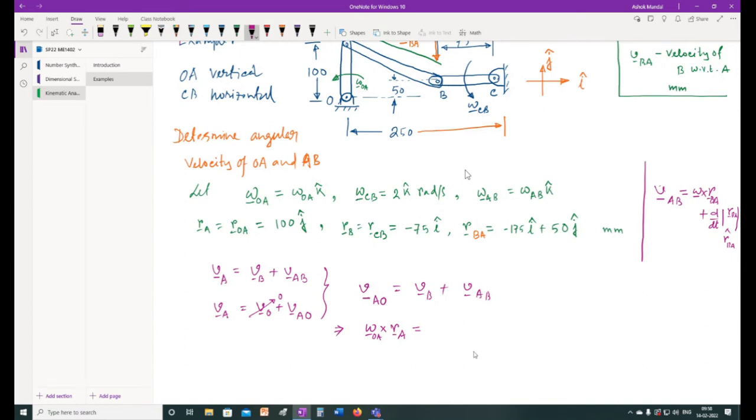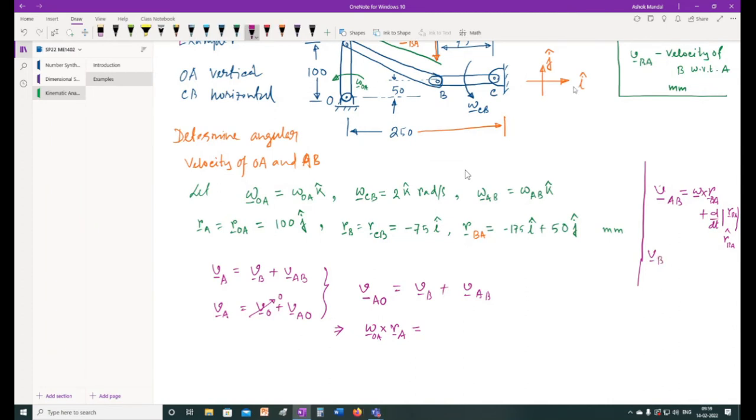Now let us write down what is the velocity of point B, this point. How can I write the velocity of point B? As I said, any velocity of any link's point has two components, this component and this component. Obviously there is another component, but this is fixed. Let us write here what is VB.